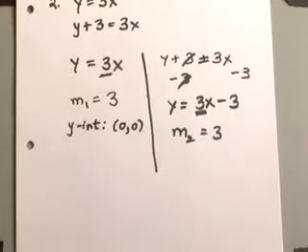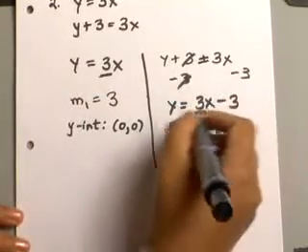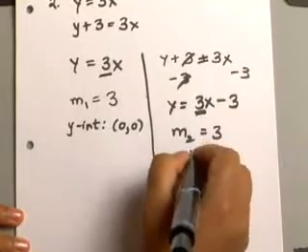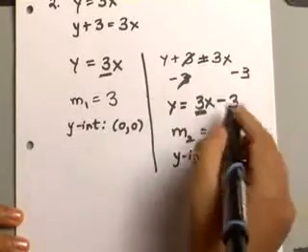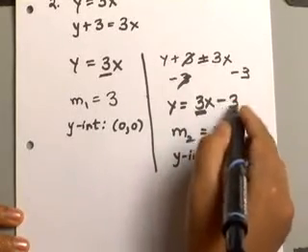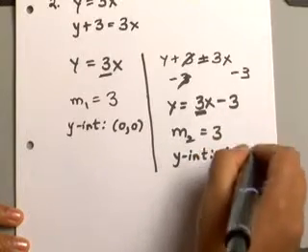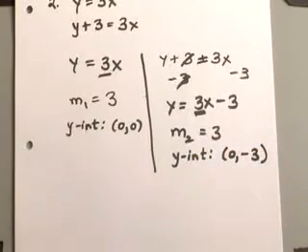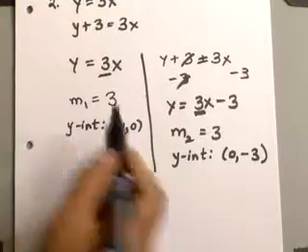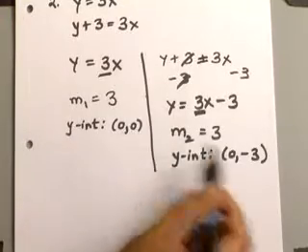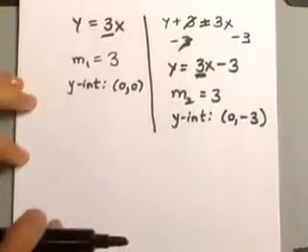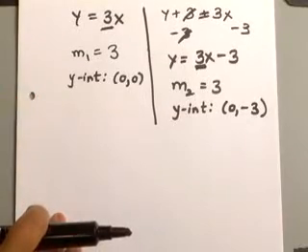Now, if they're the same line, they should have the exact same y-intercept. If they are parallel lines, then they should have two different y-intercepts. If you look at the y-intercept on this line here, our second line, you will notice you have the number -3, which tells me your y-intercept is the point (0, -3). So since you have two different y-intercepts, we can conclude that these two lines are parallel.